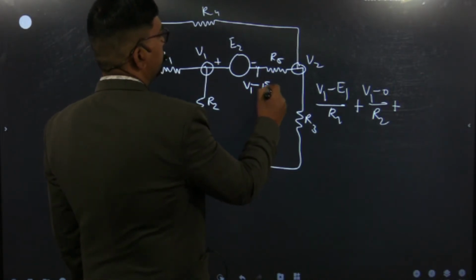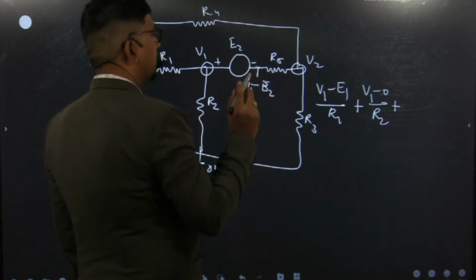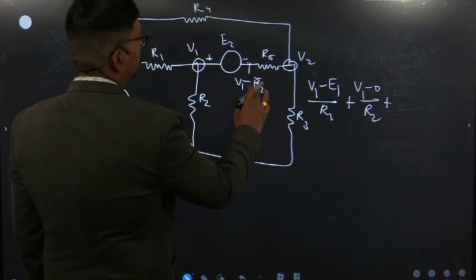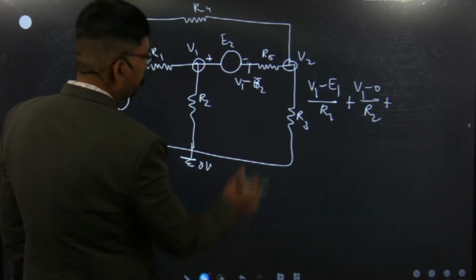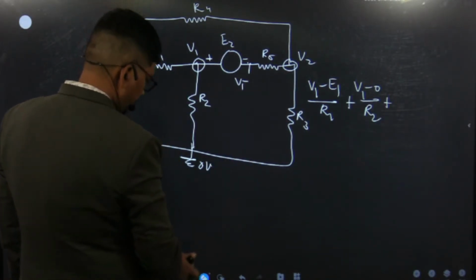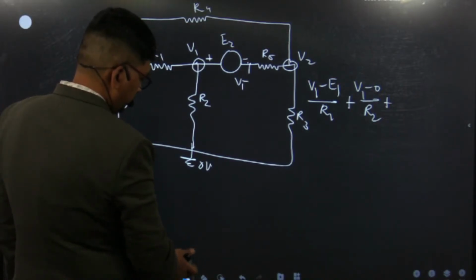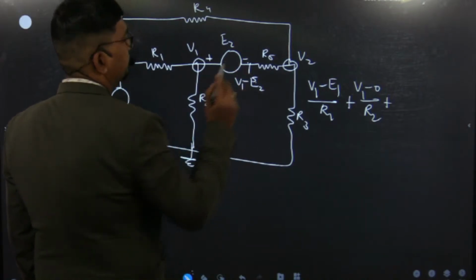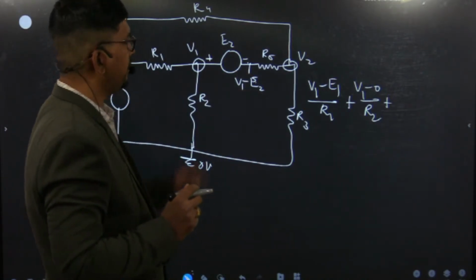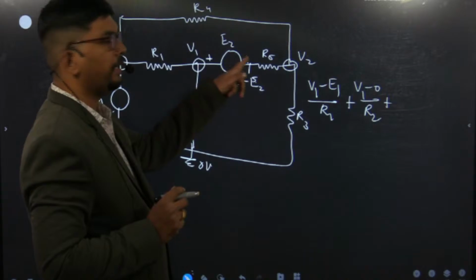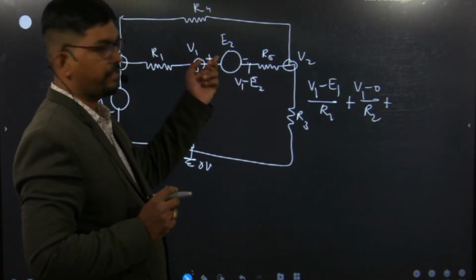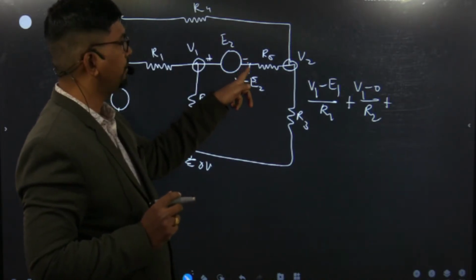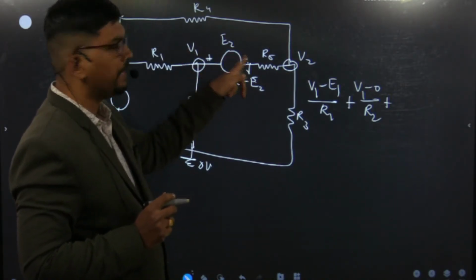minus E2. So the potential of this node is basically V1 minus E2. Why is it minus E2? Because we have moved from plus to minus. Suppose the polarity is reversed, left hand side is minus, right hand side is plus. In that condition the potential of this node will be V1 plus E2.